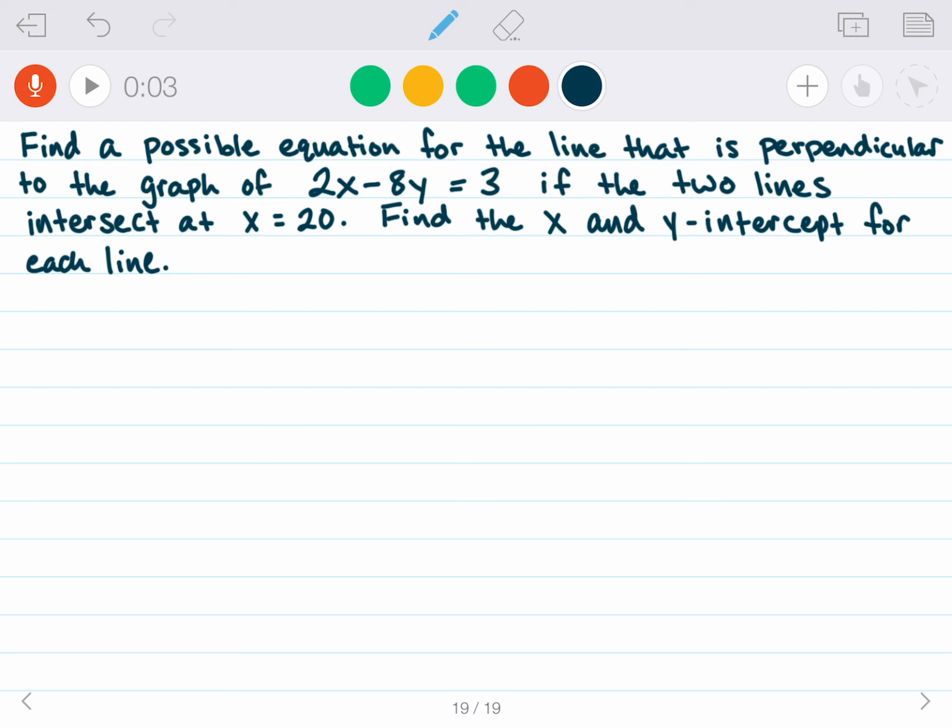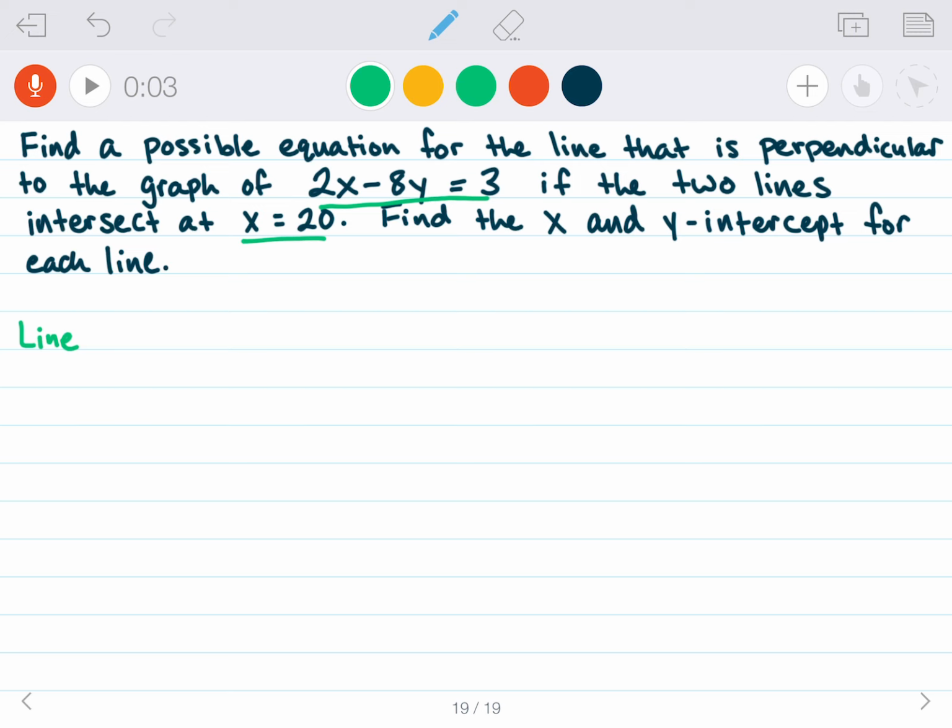Okay, let's find a possible equation for the line that is perpendicular to the graph of 2x minus 8y equals 3 if the two lines intersect at x equals 20. Then we want to find the x and y intercept for each line. Okay, so we have two lines that we're dealing with. Let's find the equation of each line.